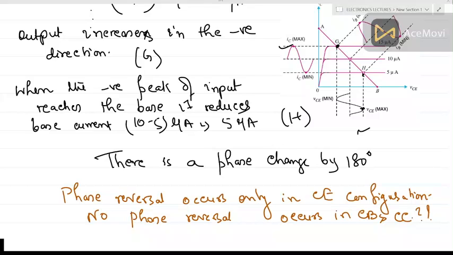So this is the concept of phase reversal. In the next section, we will see some equivalent circuits for amplification, DC and AC circuits, and the load line analysis, the AC and DC load lines. So we have understood the DC load line, we have to understand the AC load line also.